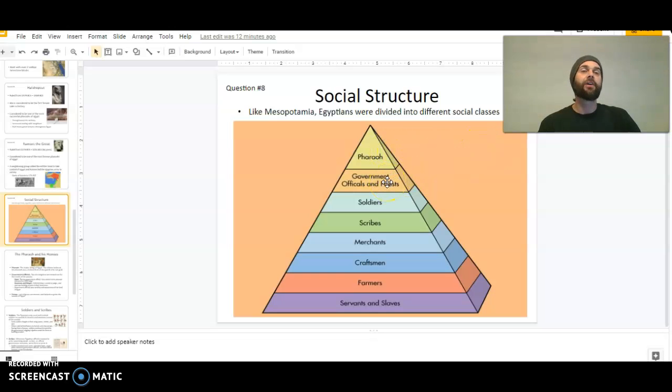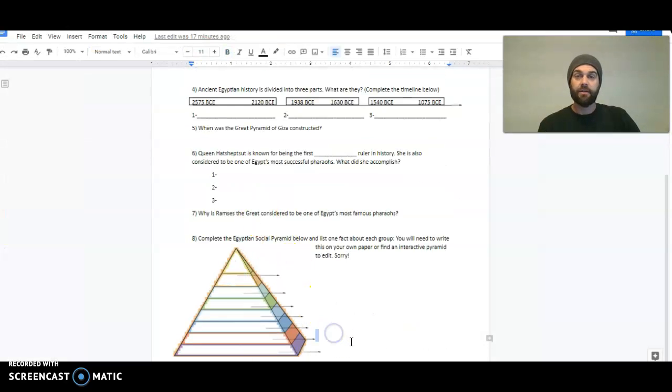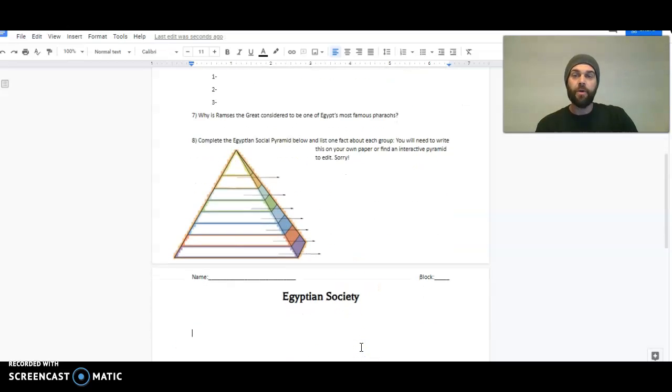You can find an interactive social hierarchy online. You may create a table. There are many ways to do this, and let me just show you now. You can scroll down here, right. You can write the names here, but then create your own thing and write King, I can't type today, Pharaoh, right?